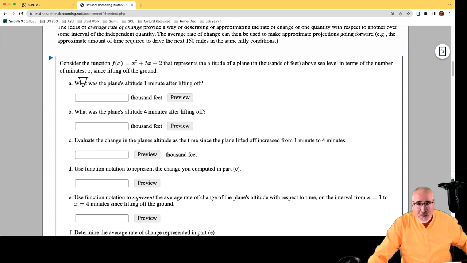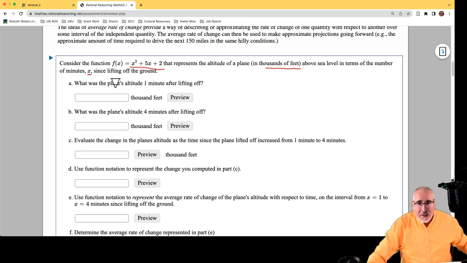Okay, so first let's walk through here. This time we do have the function, and we're told that it's the altitude of a plane, so the output would be how many thousands of feet above sea level the plane is, in terms of the number of minutes since lifting off the ground. Hopefully you can see that at time 0, before it lifted off, it was already at 2,000 feet. So that tells us the airport was 2,000 feet above sea level.